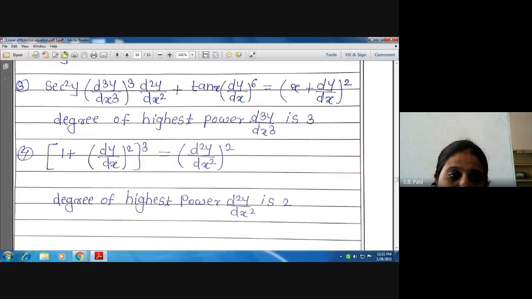Then we take the fourth example: (1 + (dy/dx)^2)^3 = (d²y/dx²)^2. In this equation, the highest order derivative is d²y/dx². The power of the highest derivative is nothing but the degree of the differential equation. So the degree of this differential equation, the power of d²y/dx², is 2.